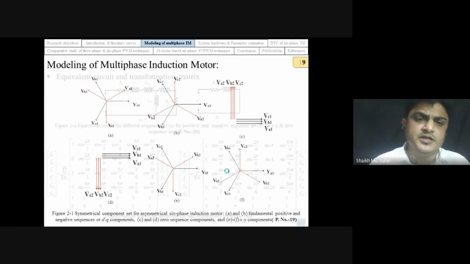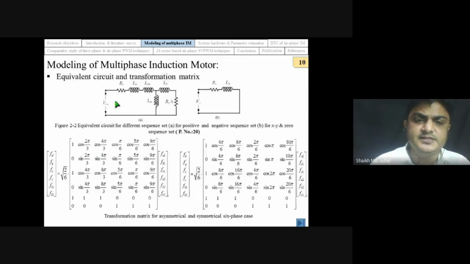If we observe the equivalent circuit carefully, this is the equivalent circuit for the DQ component and this is the equivalent circuit for the XY component. The rotor part is present only for the DQ component, while the XY component is only present in the stator.